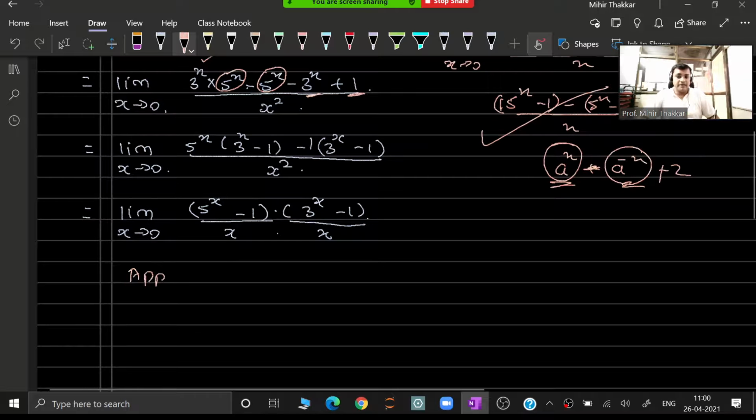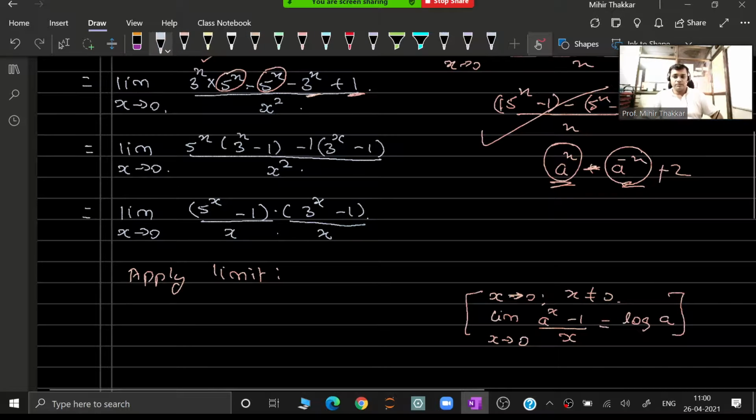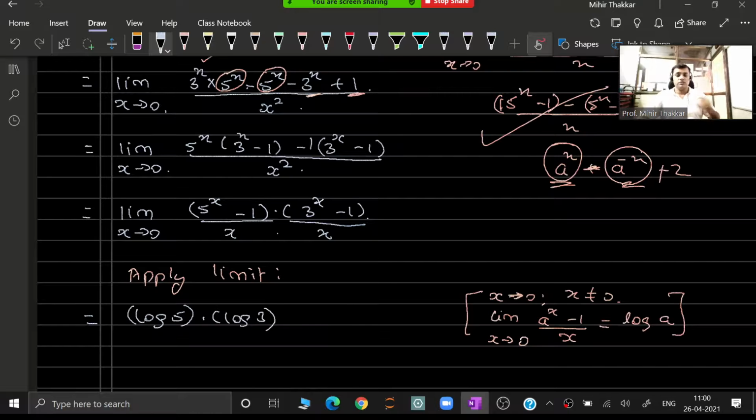So I will now apply limit. And you all know that when you want to apply limit, you have to always write the reason. X tends to 0, x is not equal to 0, a raised to x minus 1 upon x is equal to log of a. So this is just log 5 into log 3. Problem solved.